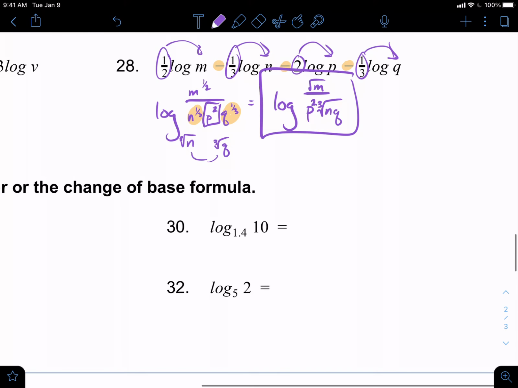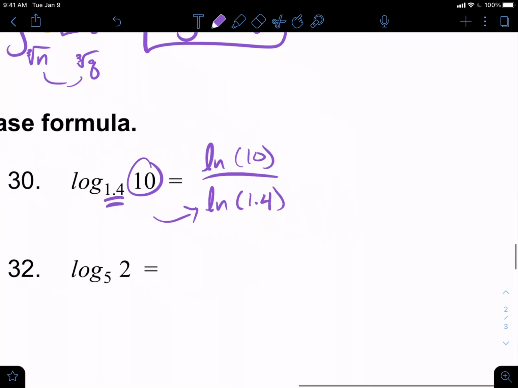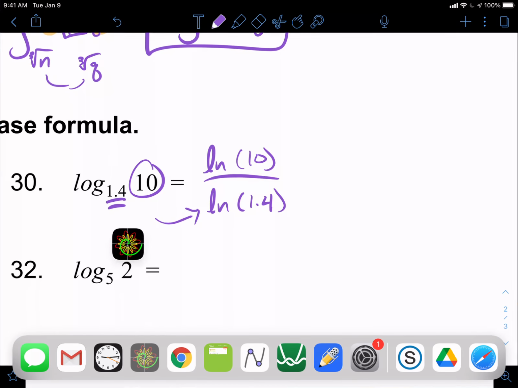Two more questions to go very quickly. We're going to use the change of base formula to evaluate these with our calculator. The way we do that is we look at the natural log of 10 and we divide that by the natural log of 1.4. The base is always the one that goes in the bottom. I think that's how I use it to remember.